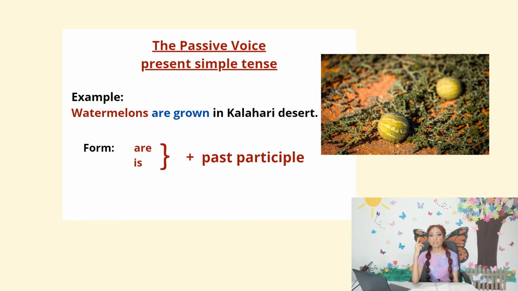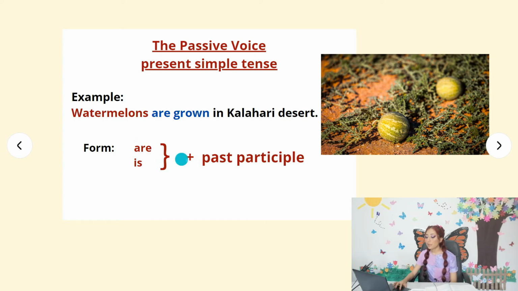Recuerda que estábamos viendo escribir en presente y en pasado, ¿ok? So first of all, vamos a ver cómo se escriben en present simple. Remember, present, something that is happening right now, something that happens every day, ¿ok? So example, watermelons are grown in Kalahari Desert, ¿ok? Watermelons are grown in Kalahari Desert.